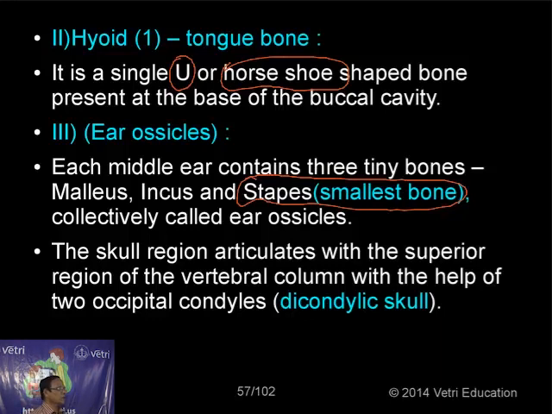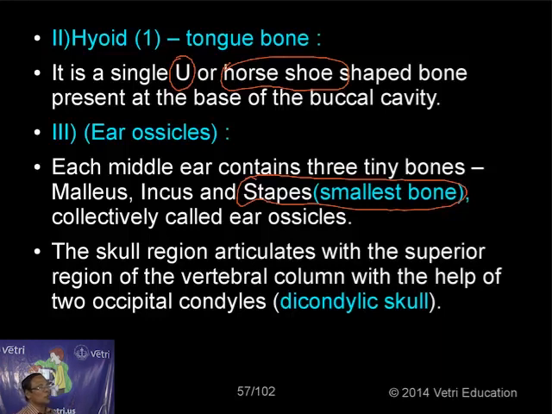Smallest bone in the body. All these three bones are collectively called the ear ossicles. Now, the skull region I mentioned articulates with the superior region of the vertebral column, namely the axis bone, because the axis is the second vertebra and the atlas is the first. So the skull is normally placed over the atlas. The atlas is placed over the axis, allowing movement in three different directions.